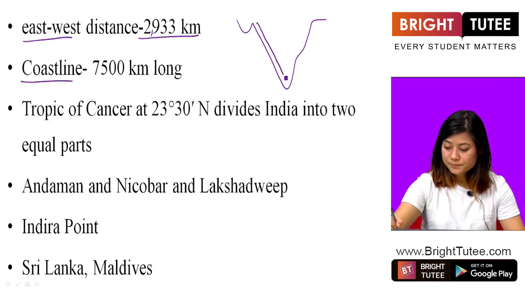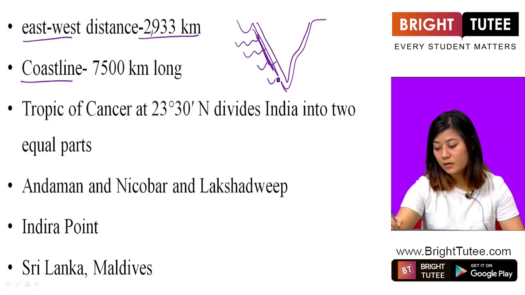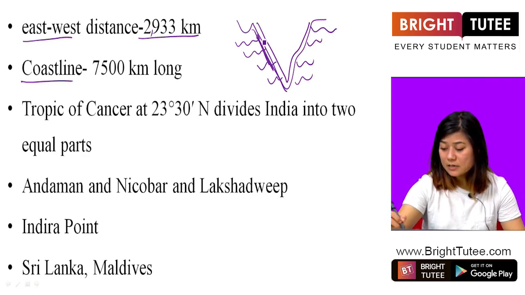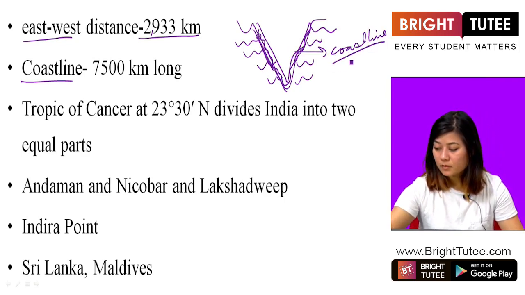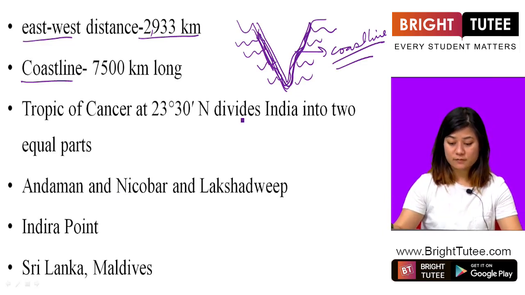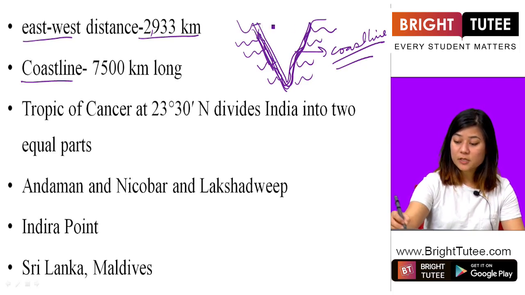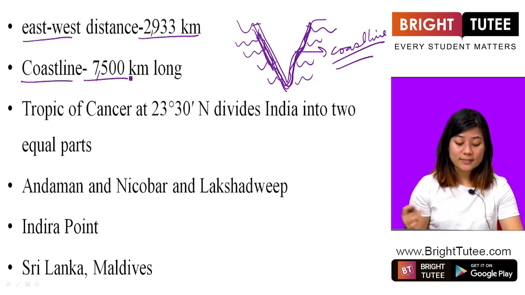This part, which comes in contact with the water, is called the coastline. This entire stretch of land. The coastline of India is also a long stretch of land, and the total distance covered by the coastline is 7,500 kilometers. So you can see it is quite long.